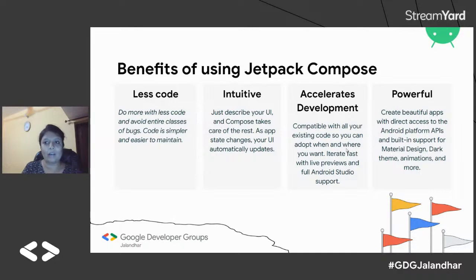So we can basically do more things with fewer lines of code, and it is going to be very easily maintained. And after that, you just have to describe your UI. After that, Compose is going to take care of how it is going to render, how it is going to show to the user, and all those things.